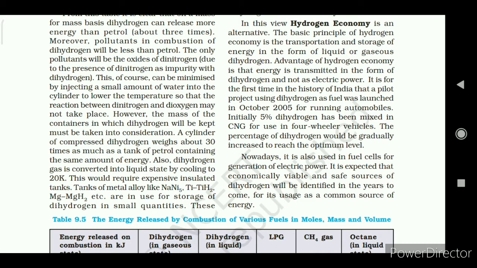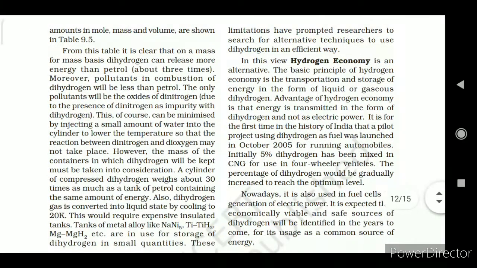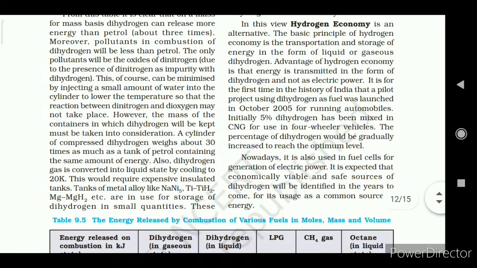Initially, 5% dihydrogen has been mixed with CNG for use in four-wheeler vehicles. The percentage of dihydrogen would be gradually increased to reach the optimum level. Nowadays, it is also used in fuel cells for generation of electric power. It is expected that economically viable and safe sources of dihydrogen will be identified in the years to come for its use as a common source of energy.